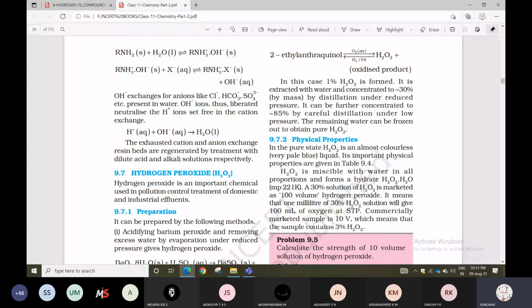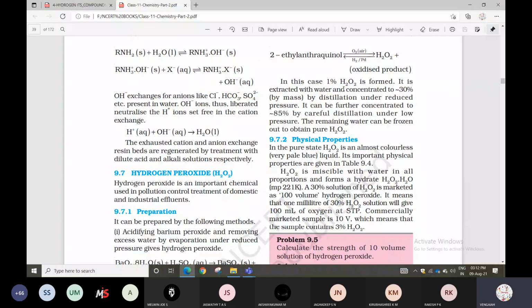What are the physical properties? The pure state of H2O2 is almost colorless, or a very pale blue color. Its important physical properties are given in table 9.4. H2O2 is miscible with water in all proportions and forms hydrates also.